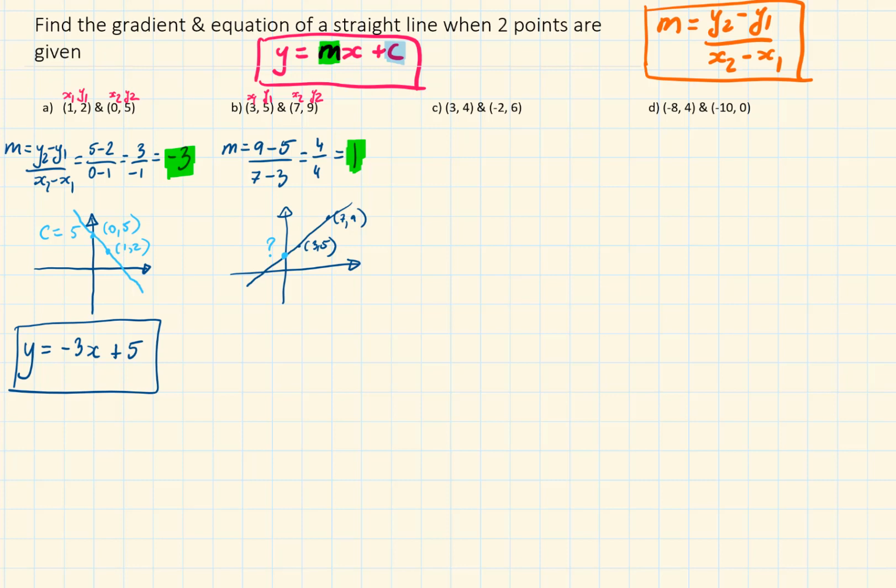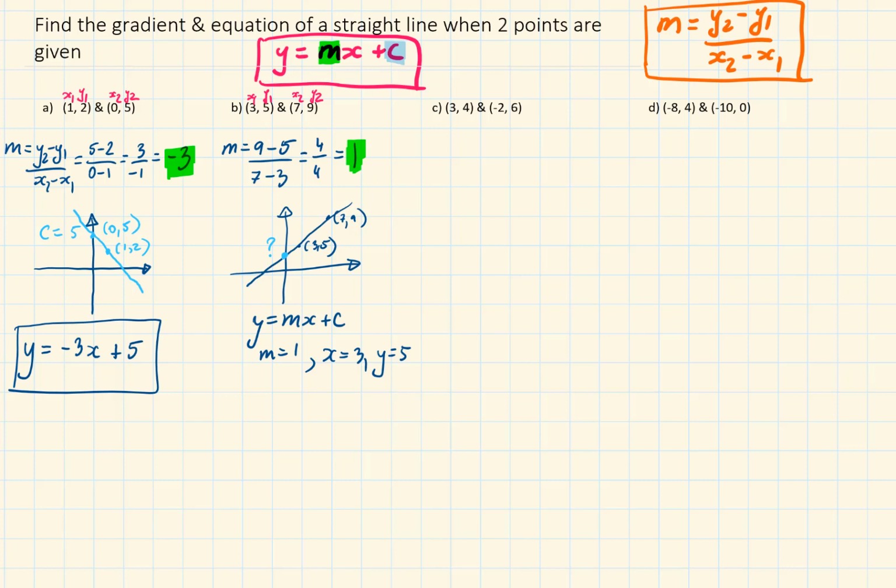We're going to replace it in y equals mx plus c, where we know the m is equal to 1, and using the first coordinate point, we have x is equal to 3 and y is equal to 5. Now to substitute the values, we will have 3 numbers that we know, and one of them, the c, that we don't know.